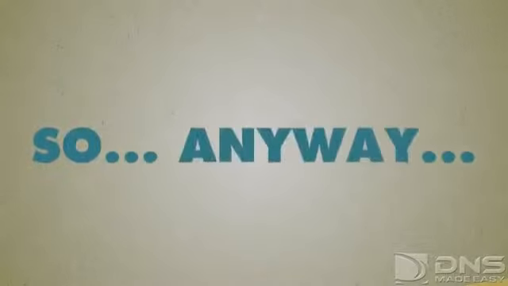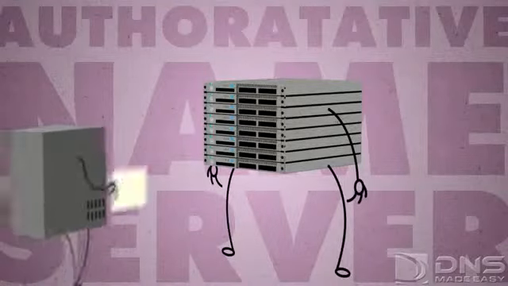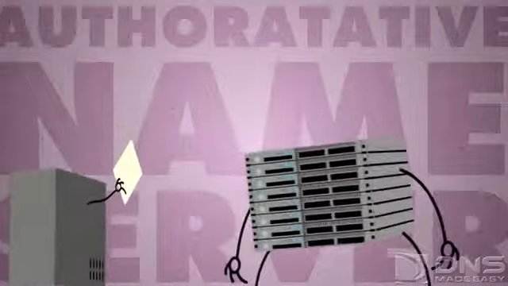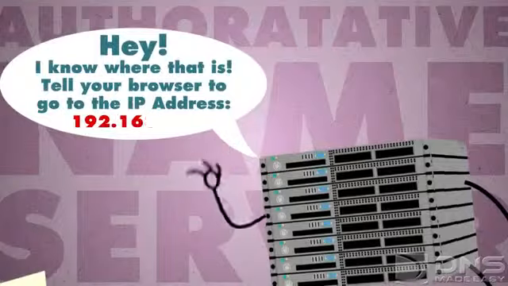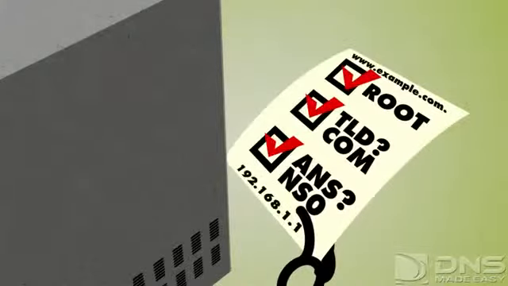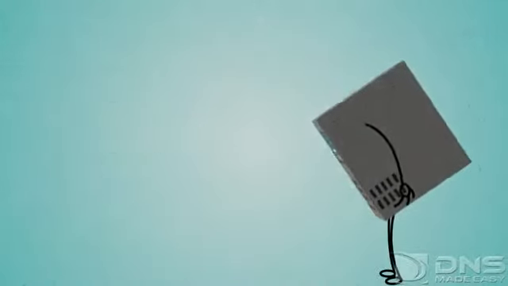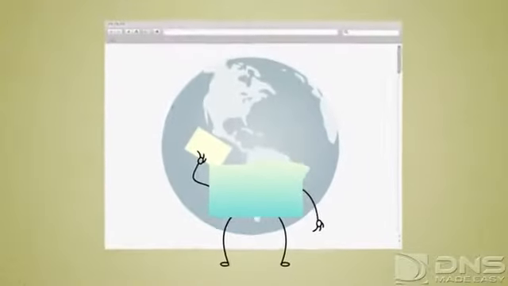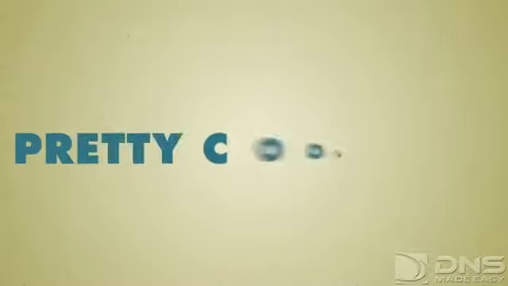So, anyway, the resolving name server takes the response from the TLD name server, stores it in cache, and then queries the example.com name servers. At this point, the authoritative name server will say, Hey, I know where that is! Tell your browser to go to the IP address 192.168.1.1. The resolving name server takes this information from the authoritative name server, puts it in cache, and gives a reply to the operating system. The operating system then gives this to the browser, and the browser then makes a connection to the IP address requesting the web page for www.example.com.